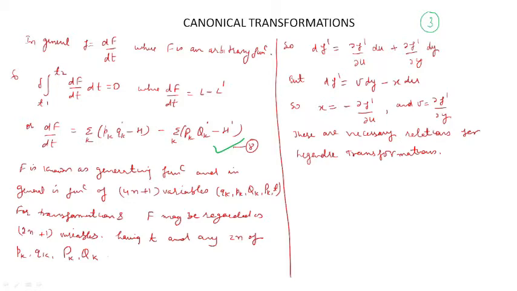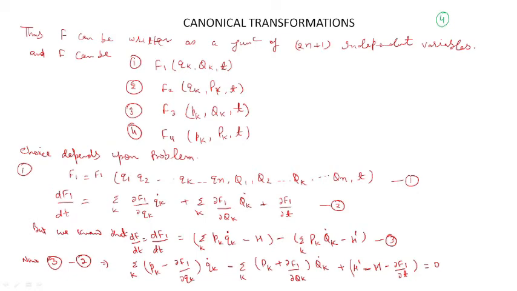Here F is known as the generating function, and you can see that it is a function of 4n plus 1 variables. qk, pk will represent the 2n variables. Similarly, capital Qk, capital Pk will represent the 2n variables. t is 1 variable. So total variables will be 4n plus 1. But for transformations, it is important to note that F is considered as a function of 2n plus 1 variables. So F can have a time coordinate and any 2n coordinates from the set of the old coordinates qk, pk, and new coordinates capital Qk and capital Pk.